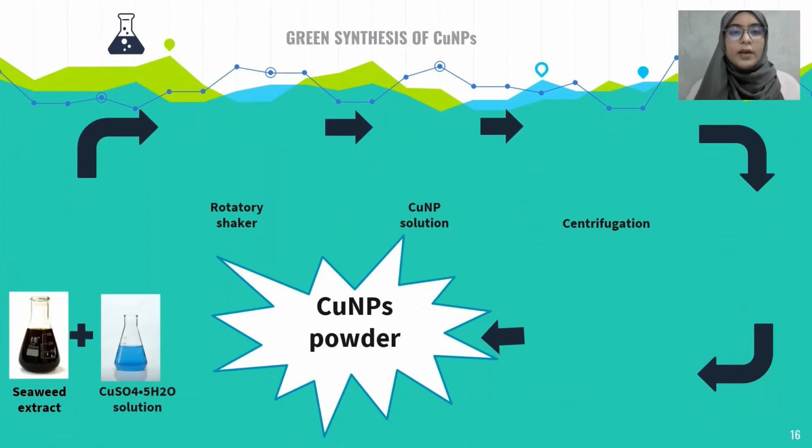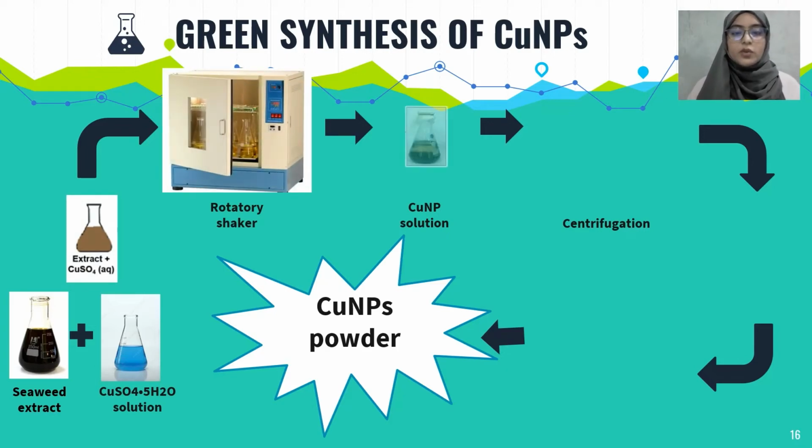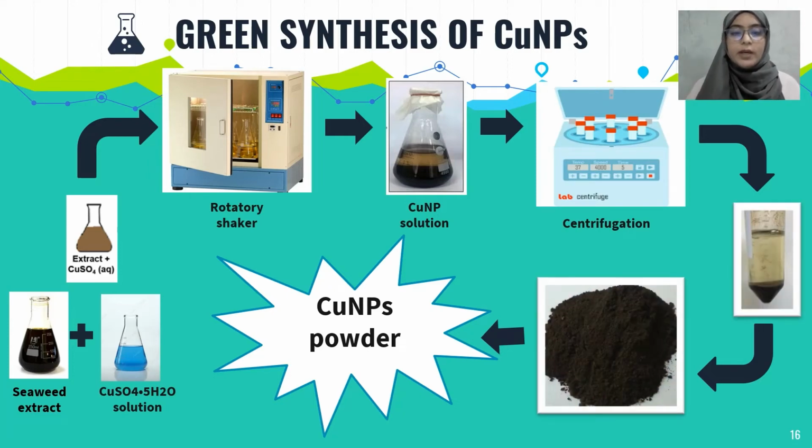Okay, now let me describe the different steps involved in green synthesis of copper nanoparticles. Initially, copper sulfate was mixed with seaweed extract and kept in rotatory shaker for 24 hours to give copper nanoparticle solution, which was centrifuged to get the pellet. The pellet was separated, dried, and made into fine powder.